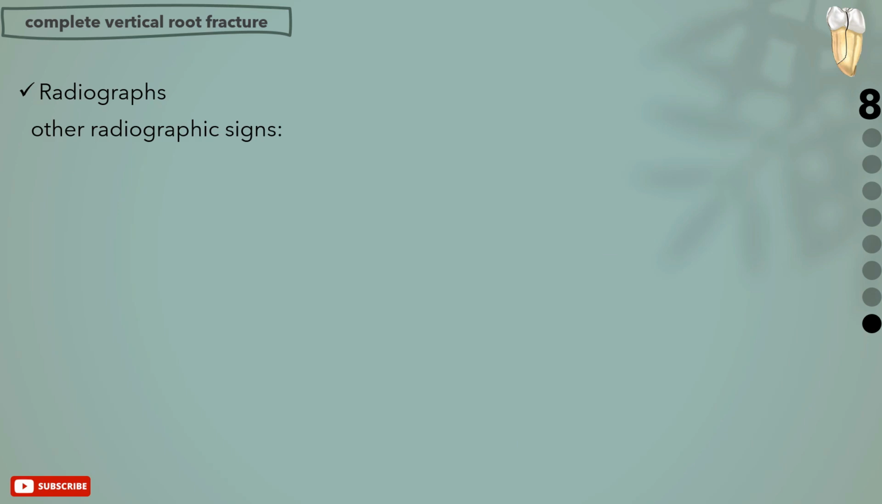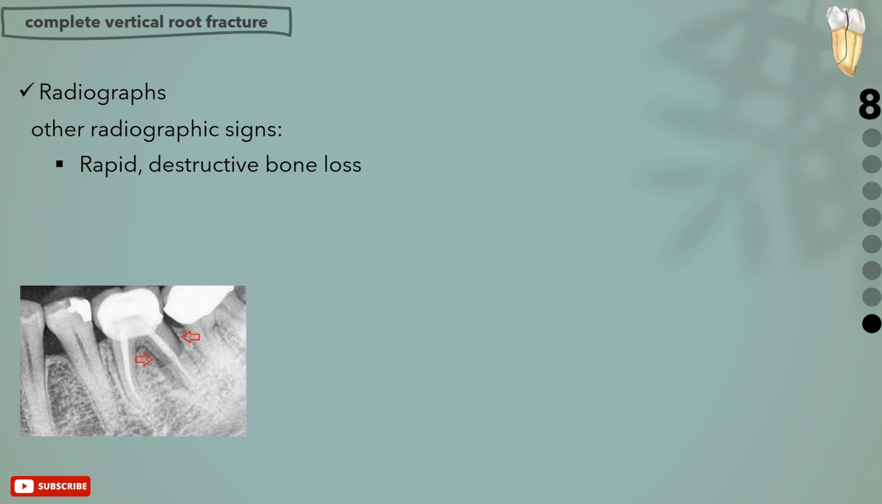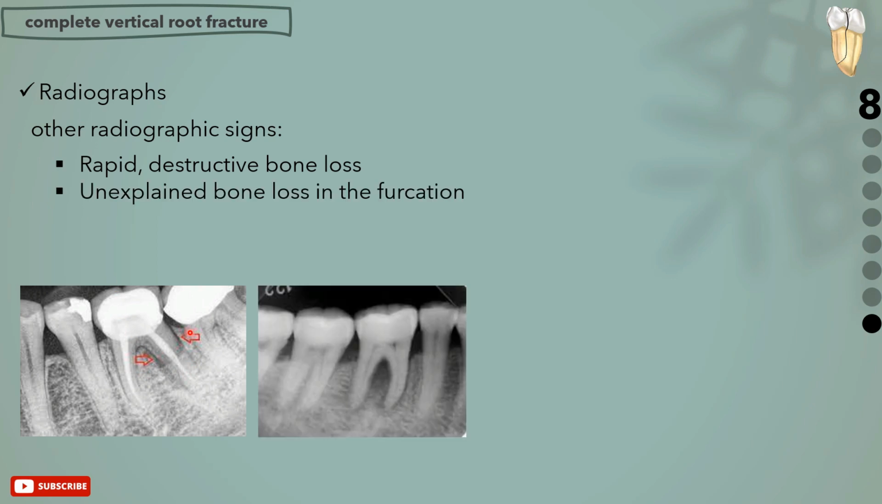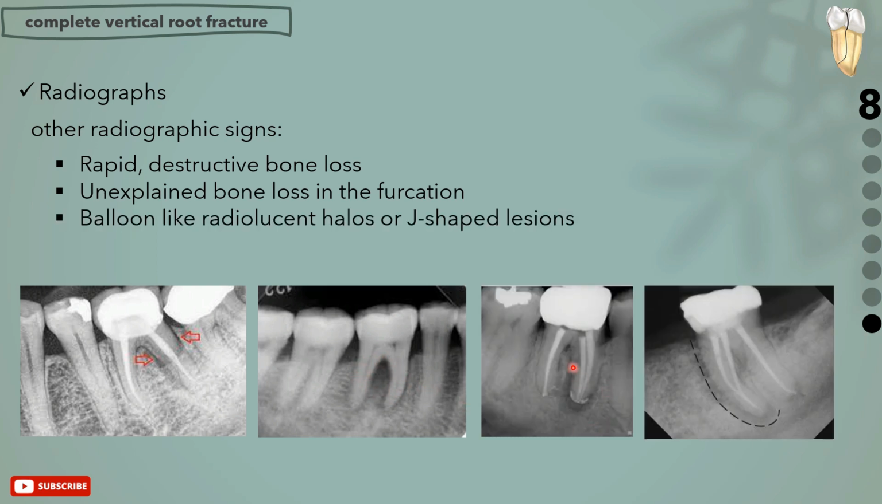Other signs that you can depend on to determine that there is a vertical root fracture from the radiograph, other than seeing the fracture line. Firstly, a rapid destruction and bone loss around the affected root. Unexpected bone loss in the furcation area of molars. A J-shaped bone lesion and resorption.